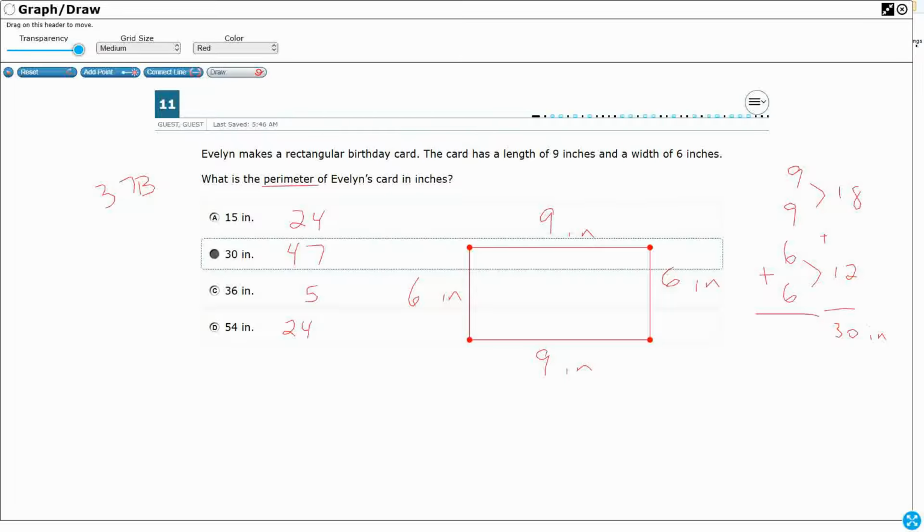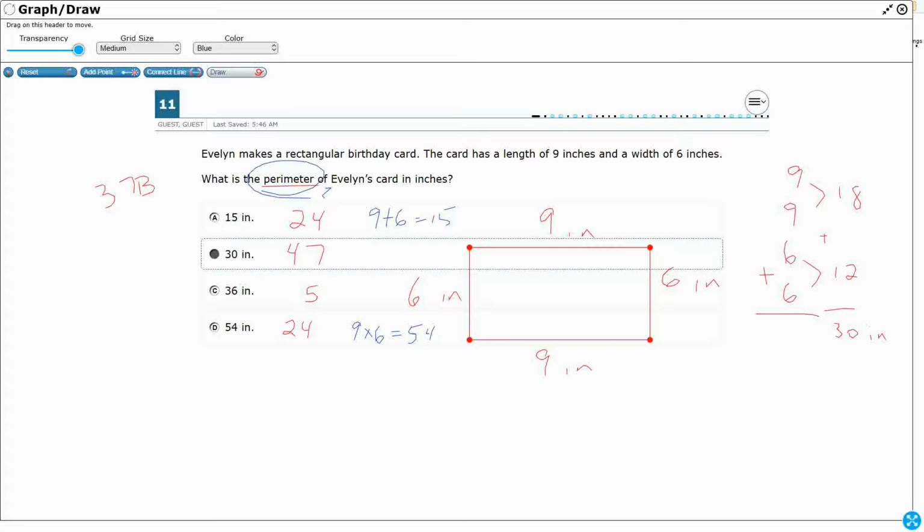Let's look at A and D. So for A, these students weren't quite sure what to do. They took the two numbers and they added them. 9 plus 6 equals 15. Also, if they weren't sure what to do, you can multiply the two numbers. 9 times 6 is going to equal 54. So this is a vocabulary issue.